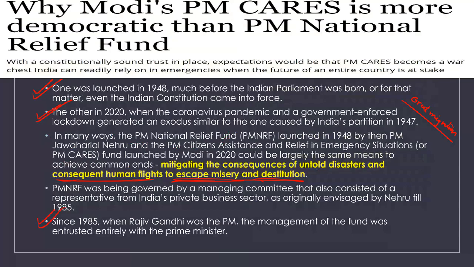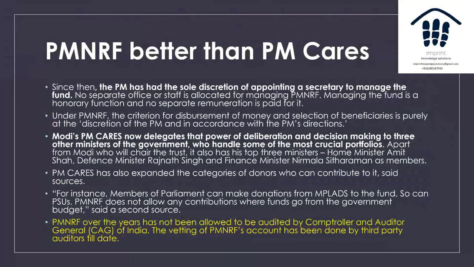So since 1985, when Rajiv Gandhi became the PM, the management of the fund was entirely entrusted with the Prime Minister, and the PM with the Joint Secretary used to actually use it. Now, is the PMNRF better than the PMCARES, or the PMCARES is better? So since then, PM has the sole discretion, as I said, of appointing a secretary. Normally, it's a joint secretary in the PMO. No separate office or staff is allocated to manage the PMNRF.